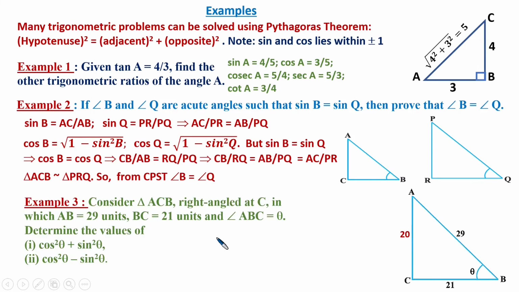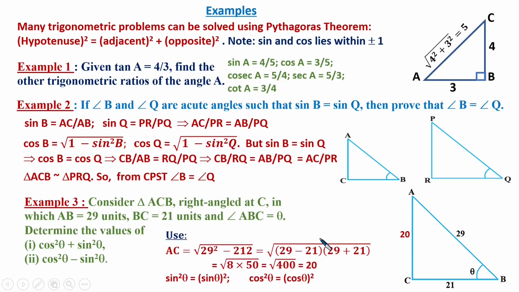Now example 3. Consider triangle ABC, right angled at C, in which AB, the hypotenuse, is given as 29 and BC is 21 units, and angle ABC is some theta. Determine the value of cos square theta plus sin square theta. This always has to be 1. Anyway, let us see, for the given triangle it is 1, and also cos square theta minus sin square theta.